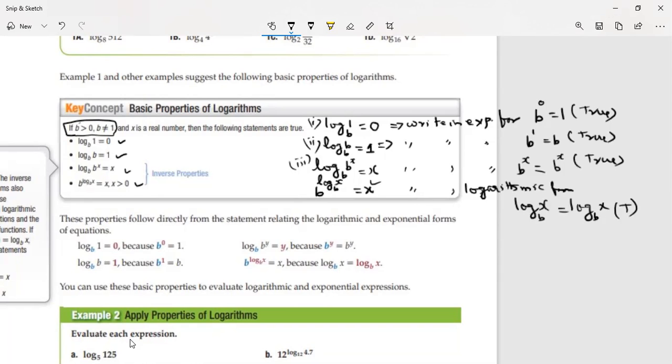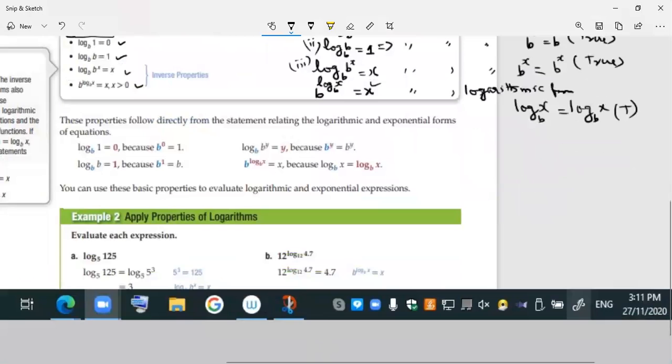So we have to remember these results, applying these properties to find the values of log. For example, question number A. We are taking question number A now. Evaluate each expression: log 125 to the base 5. Log base 5, 125. This value we have to find.